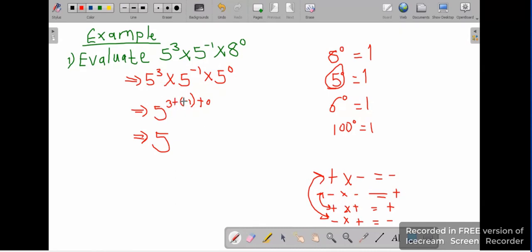So we're going to say negative multiplied by positive is negative. 3 take away 1 is 2, plus 0, it will give us 2. That is the final answer. So that's how we evaluate.